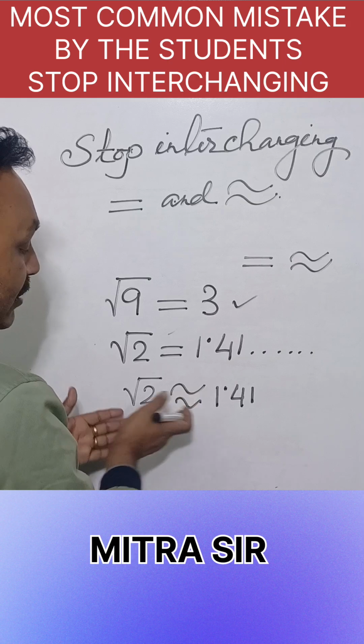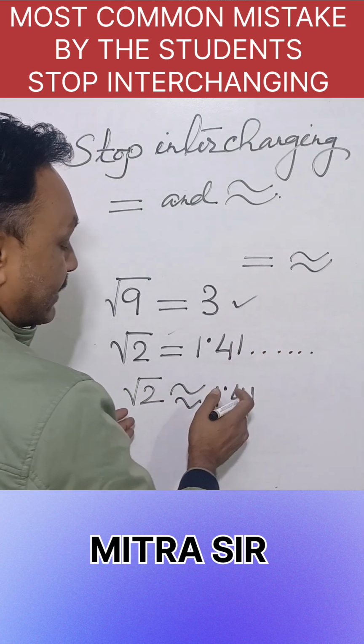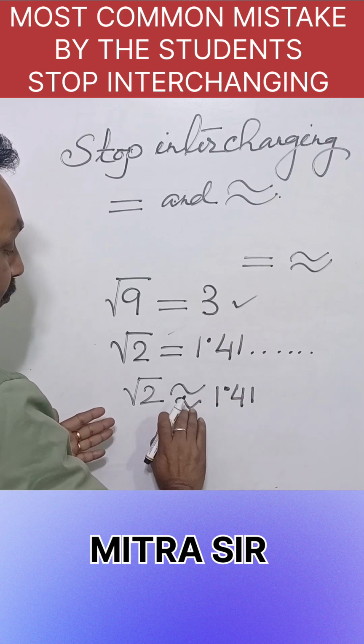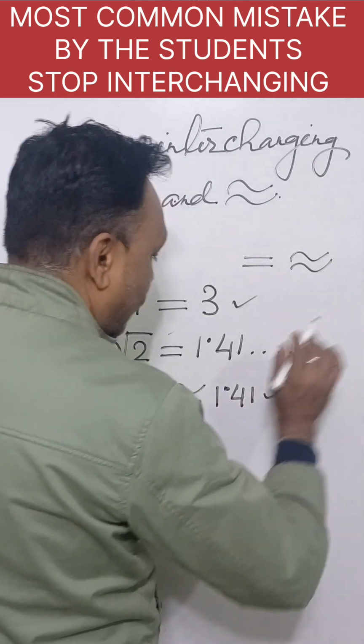So in that case we have to write approximately equal to, because many other values are there that we are not taking. We are taking only two digits after the decimal. Here you cannot put the equal to sign, you have to put approximately equal to. This is the appropriate sign.